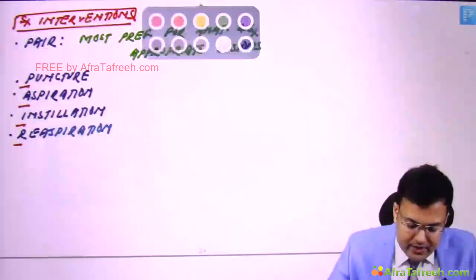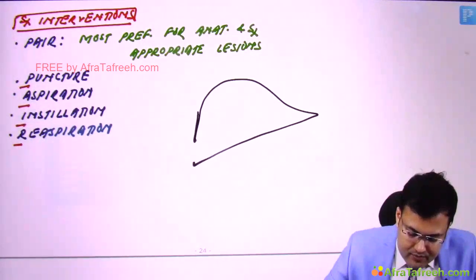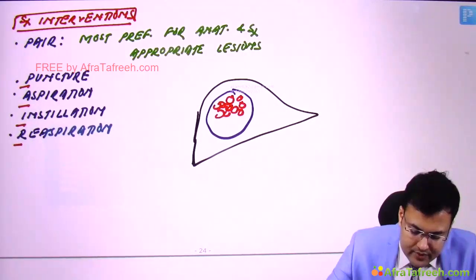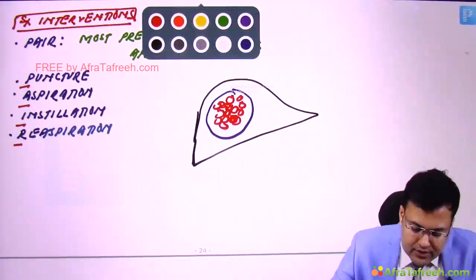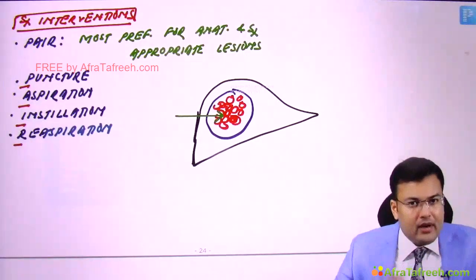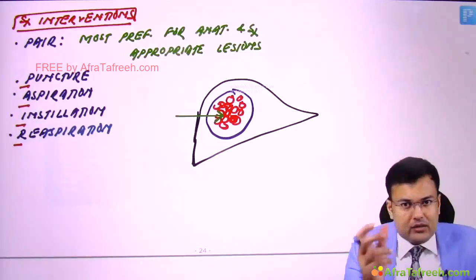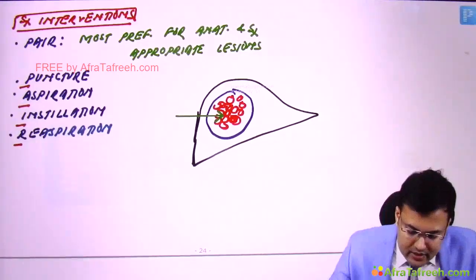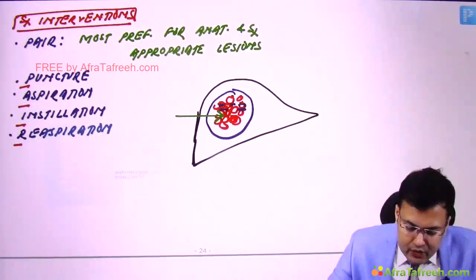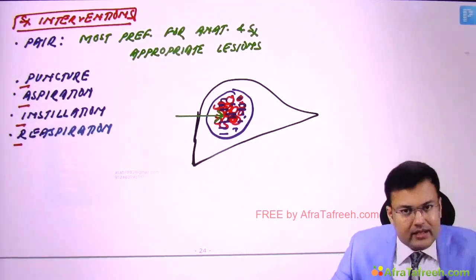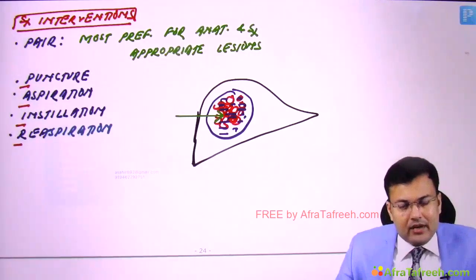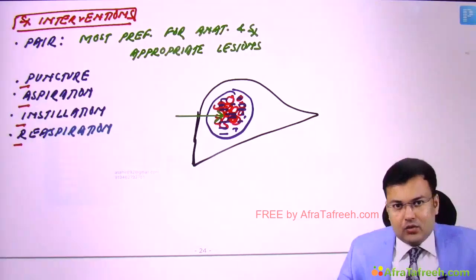So this is puncture, aspiration of contents, instillation of scolicidal agents, and reaspiration. Now see how we perform it. This is liver, and this is the cyst. Inside the cyst there is cyst content, scolex. Clear? So first you puncture the cyst. After puncturing the cyst, you aspirate the content so that some space is created inside the cyst cavity, and after that you instill the scolicidal agent. It is going to kill the scolex. We wait for some time and then we re-aspirate it.